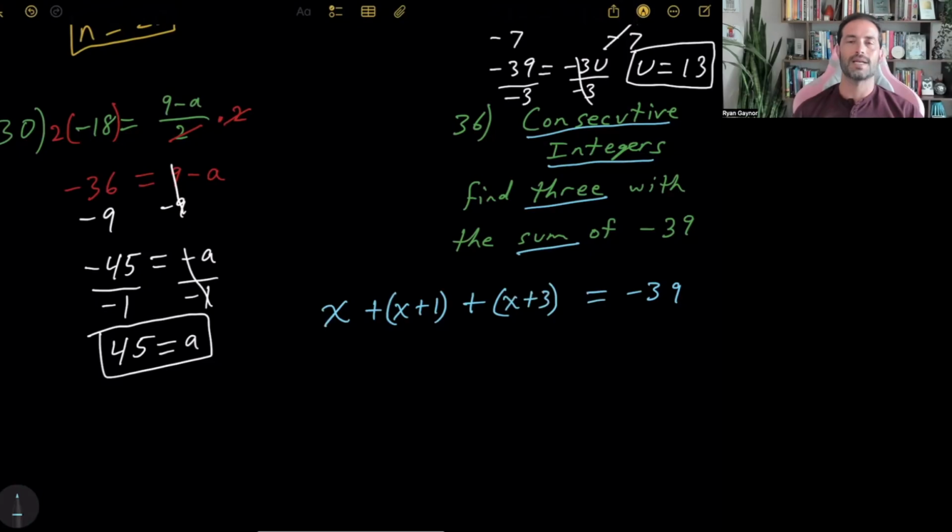So check this out. I now have an equation. I have 3 integers. Integer number 1 is just x. Integer number 2 is x plus 1. And integer number 3 is, oh shoot, that was supposed to be x plus 2. Okay. See, I'm glad I was checking my work.